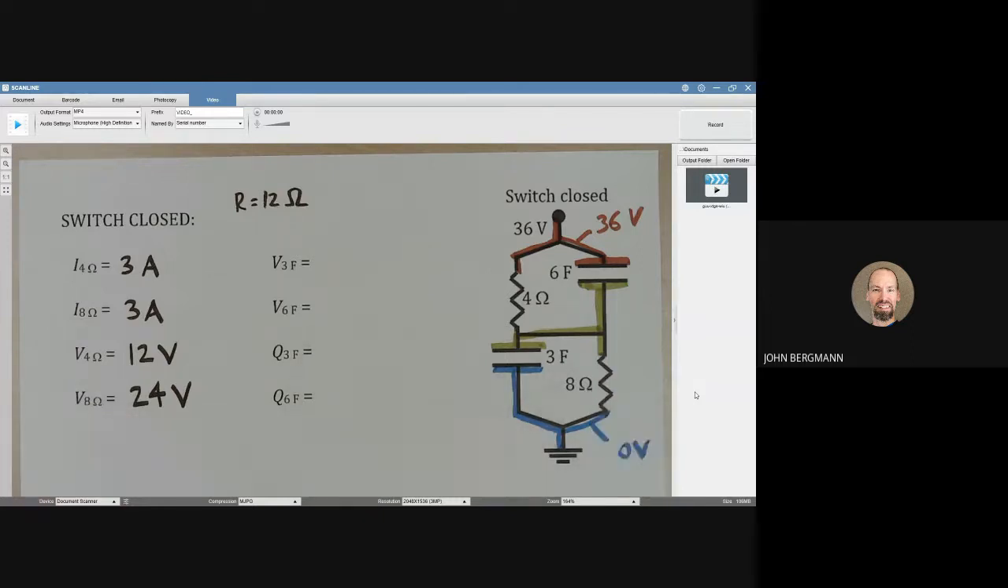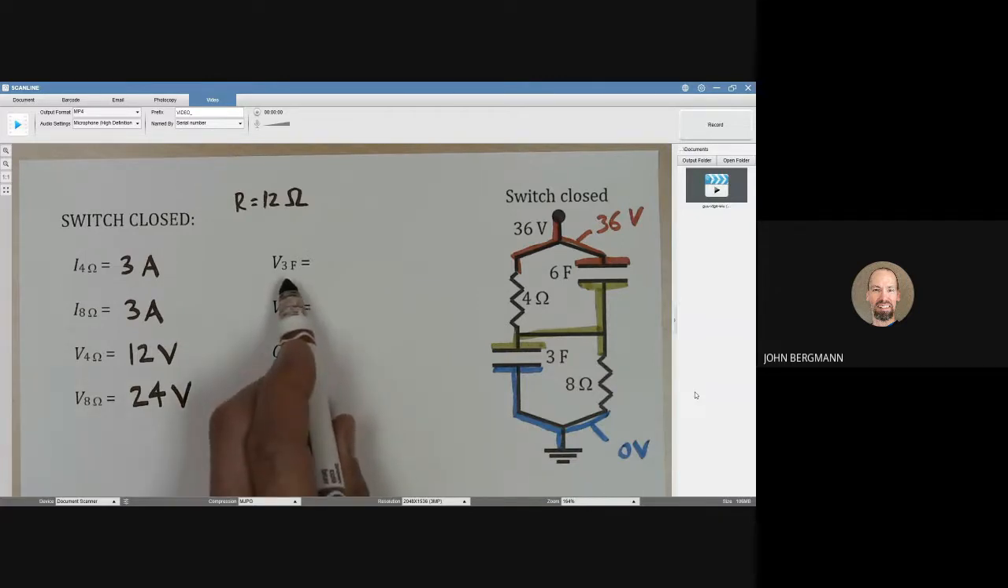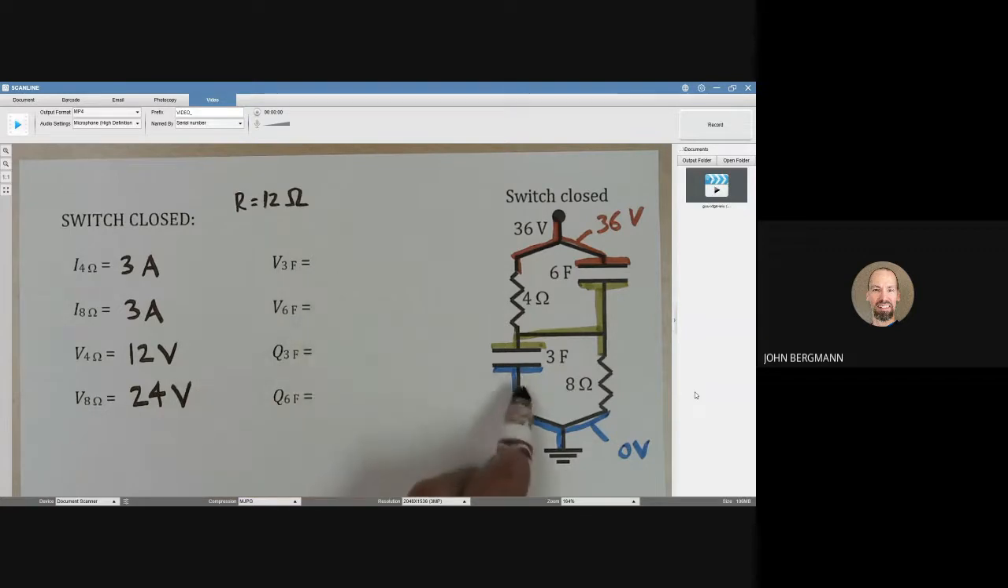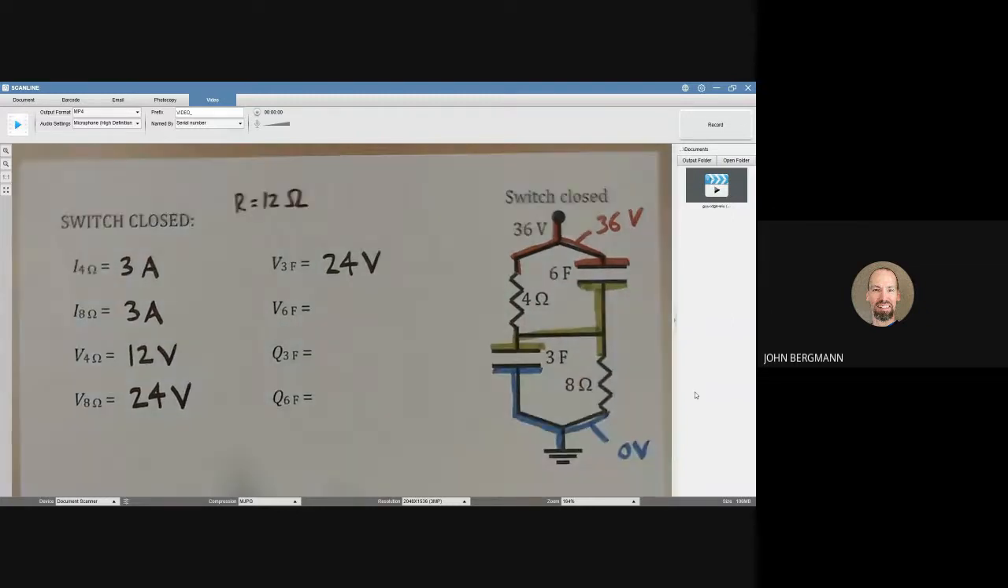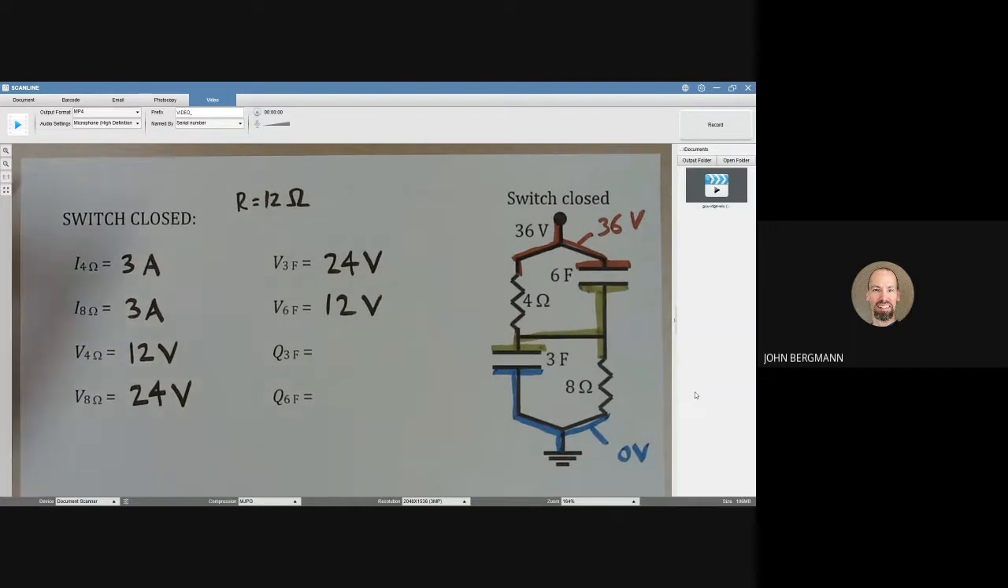Which means, and if you look at the picture here, you can see with the help of the colors that the voltage across the 3 farad capacitor is the same as the voltage drop across this resistor, which is 24. Similarly, the 6 farad capacitor has the same voltage drop as the other resistor. You see, red to green, and red to green we decided was 12. So that's 12.